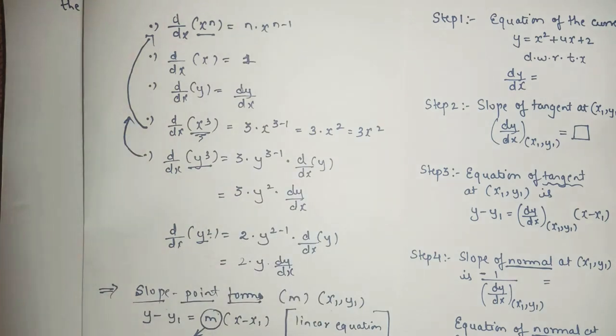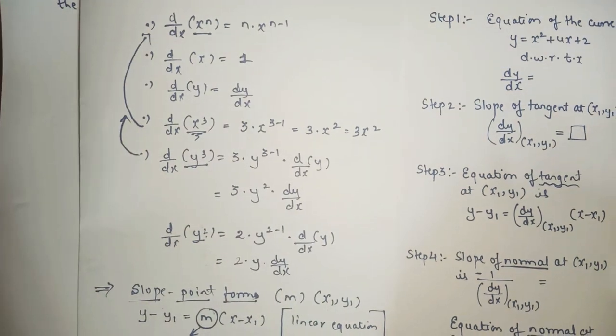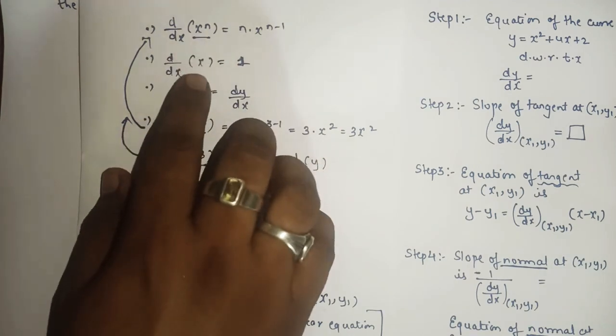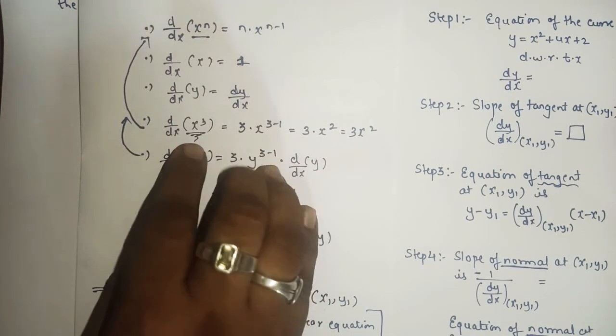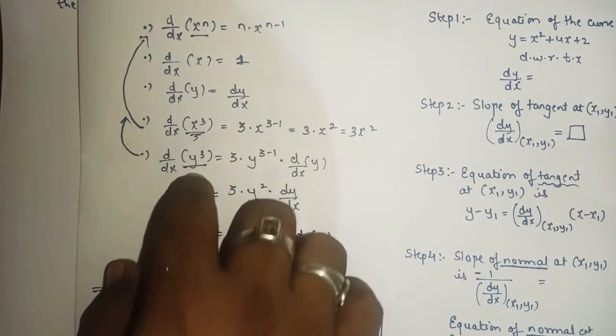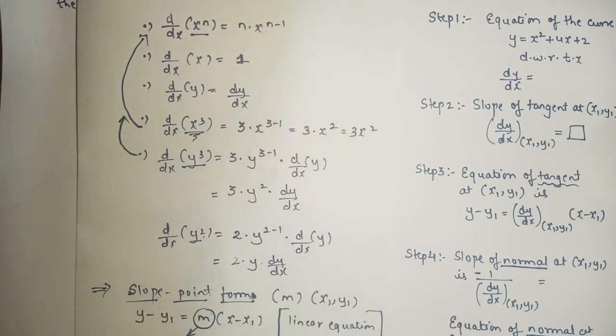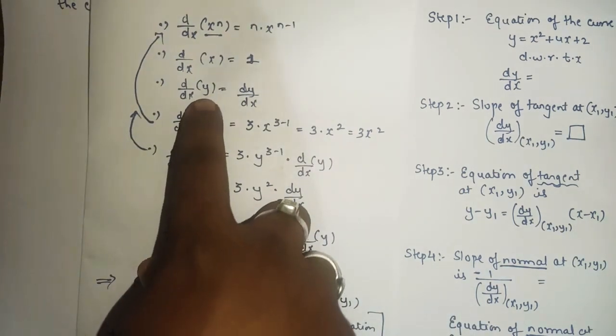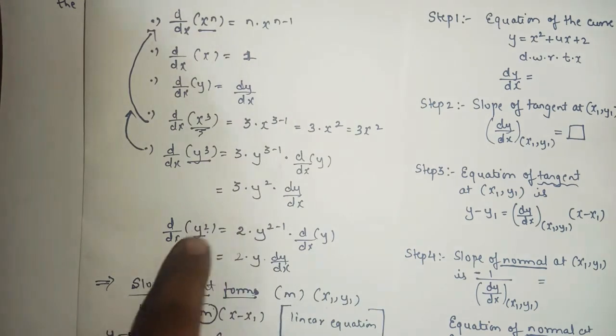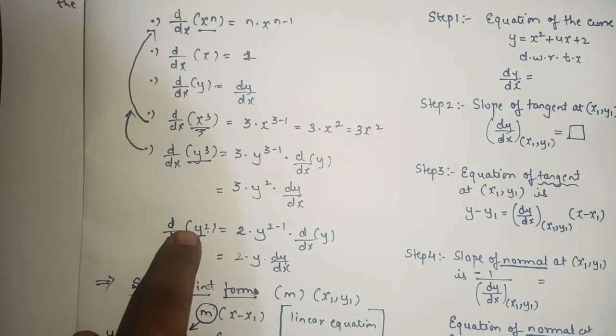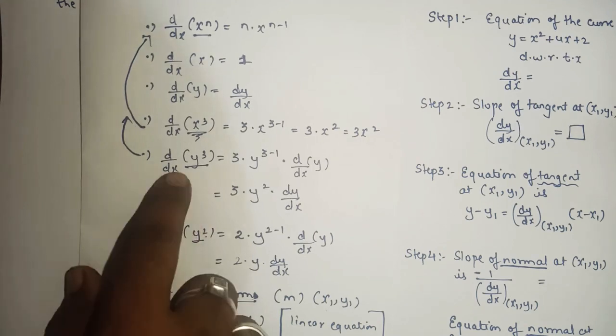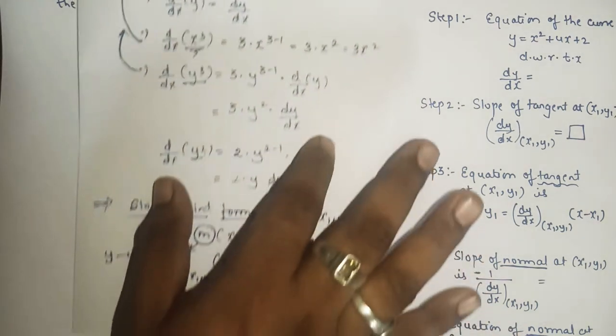These are the basic things which we will be applying in this chapter, like the derivative of x raised to n, derivative of x, derivative of y, derivative of x cube, derivative of y cube, derivative of y square. So remember, whenever you have to find the derivative of y, it is dy by dx. For y square, as x is replaced by y, you have to apply the chain rule.